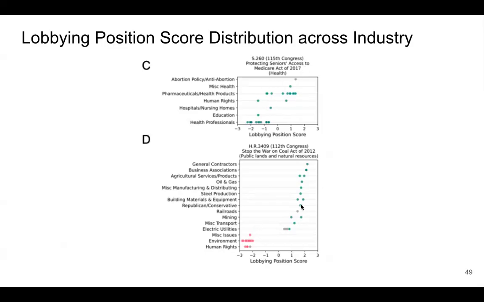But then this other bill is called the Stop the War on Coal Act of 2012. As you can see, it's like, let's use coal more. This happened in 2012, and you can see the conservative groups in support, and then environment and human rights groups are lobbying in opposition of this particular bill. These are just two examples of the bills.